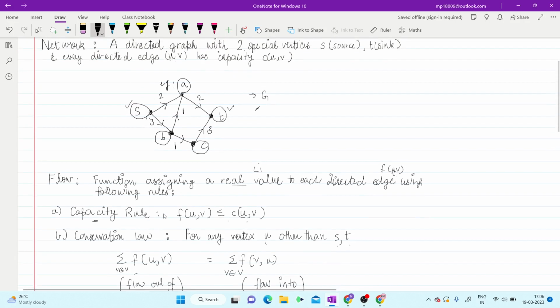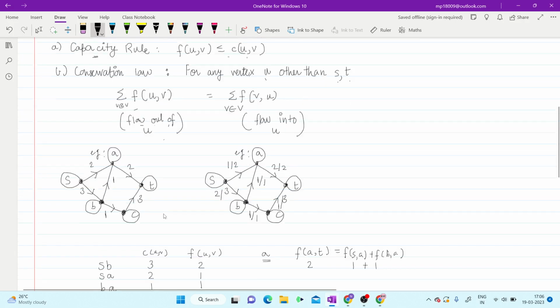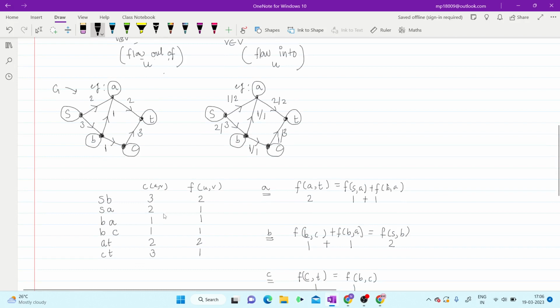Let's understand flow with an example. I'm taking the old example, the graph G. This is the network, and now we are trying to assign a flow to this network. What we have to do is assign an integer to each edge in this graph, and we have to assign those integers in such a manner that the two rules are satisfied. First of all, we are assigning a non-negative value, and it should satisfy the two properties.